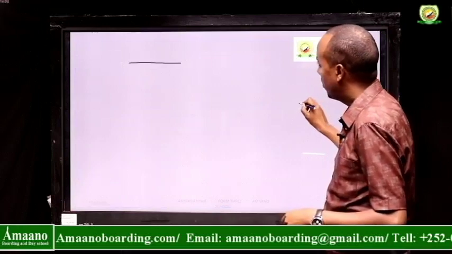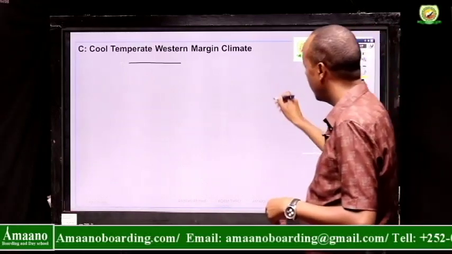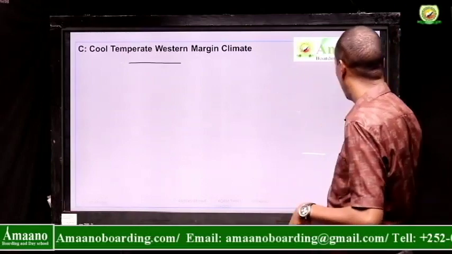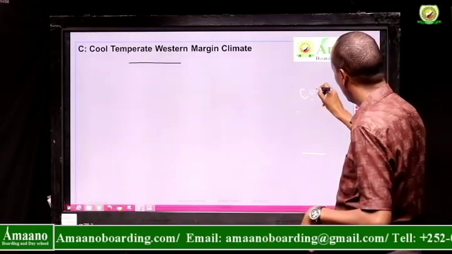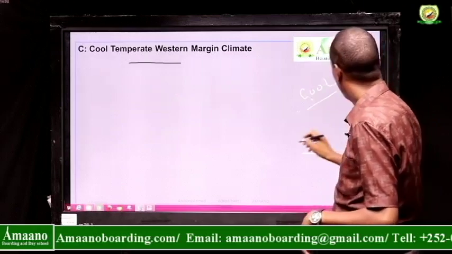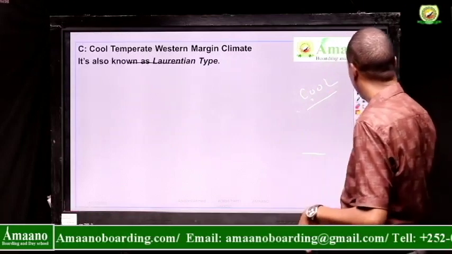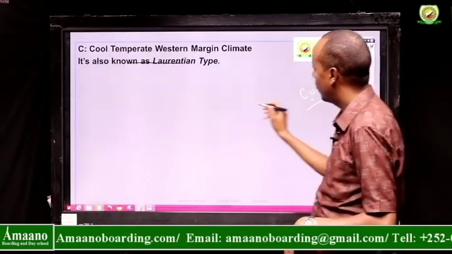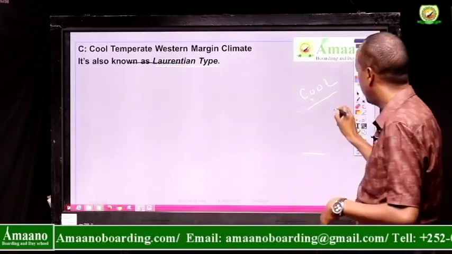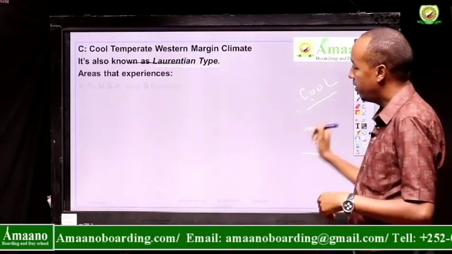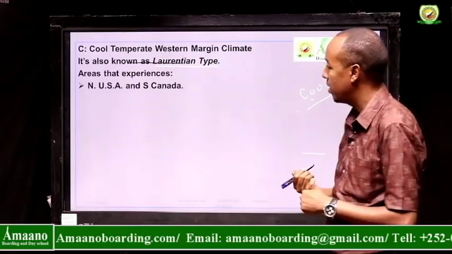And now let us go to the third one, okay? The third one is called cool temperate western marching climate. Still we are talking about the cool climate. So now, what about this one? Does it have another name? Yes, of course, it has another name. The other name it has called what? Laurentian type.